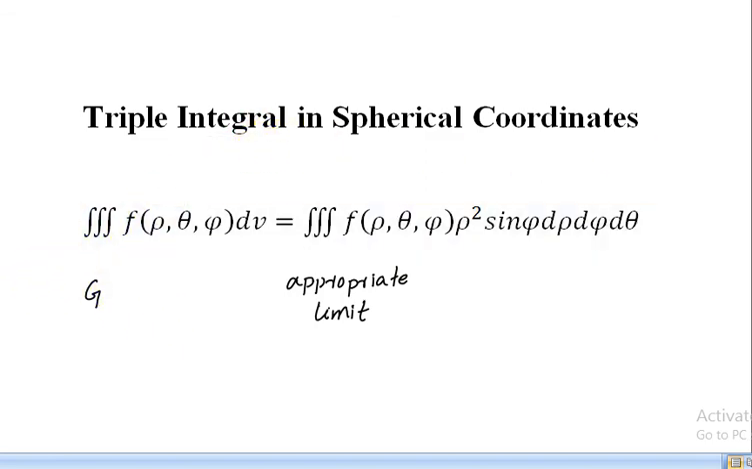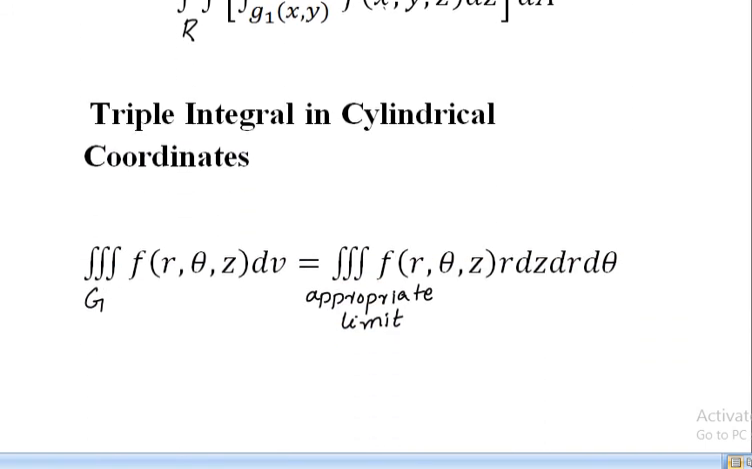The next one is triple integral in spherical coordinates. As first, we discuss triple integral in cylindrical coordinates. So we know that cylindrical coordinates are r, theta and z. So triple integral over closed and bounded solid region G for function f of r, theta, z, dV is equal to triple integration with appropriate limits. This limit varies from question to question. So f of r, theta, z, r dz, dr, d theta. So this is a representation of triple integral for cylindrical coordinates r, theta and z.